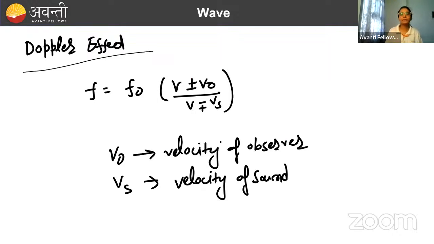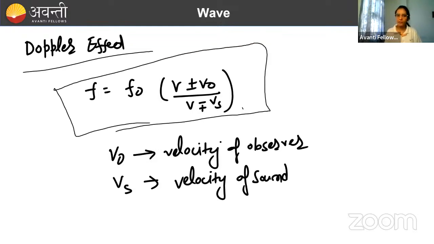Now in Doppler effect, I will only talk about the important points that will help you in solving the question. The first thing, which we very often forget, is the formula. So how to remember the formula? There is a simple way to remember this one formula: F equal to F naught (V plus minus V naught), where V naught is the velocity of the observer, divided by (V minus plus Vs), where Vs is the velocity of the source.